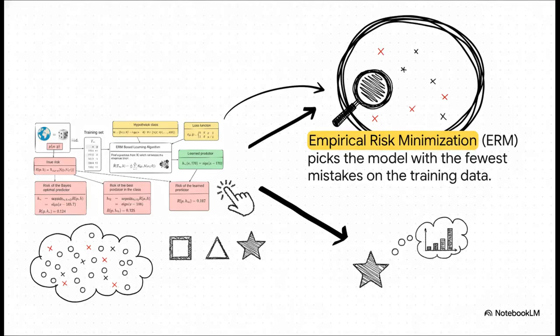Well, the main engine for this is a fancy-sounding thing called empirical risk minimization, or ERM. But honestly, the idea is super simple. The algorithm just looks at all the possible models it's allowed to choose from, and it picks the one that makes the fewest mistakes on the training data you gave it. That's it. It just minimizes the errors it can see.